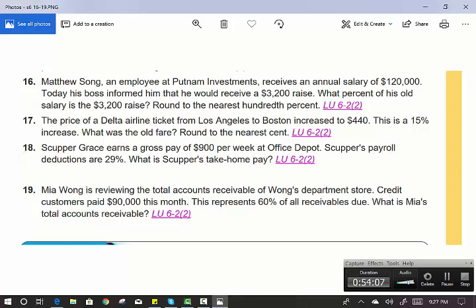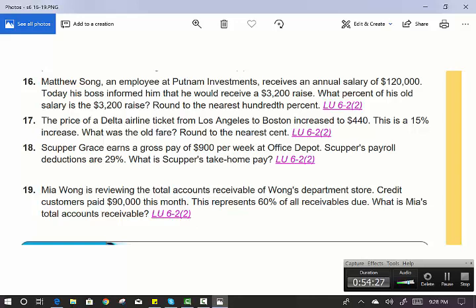Matthew Song, an employee at Putnam Investments, receives an annual salary of $120,000. Today, his boss informed him that he would receive a raise of $3,200. What percent of his old salary is the $3,200 raise? Rounding to the nearest hundredth.